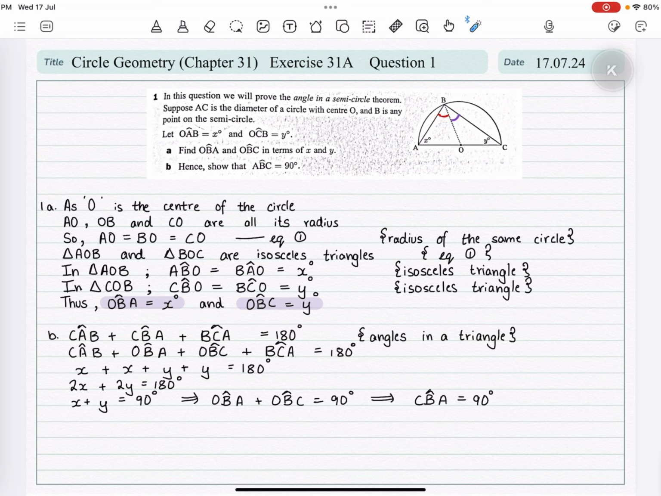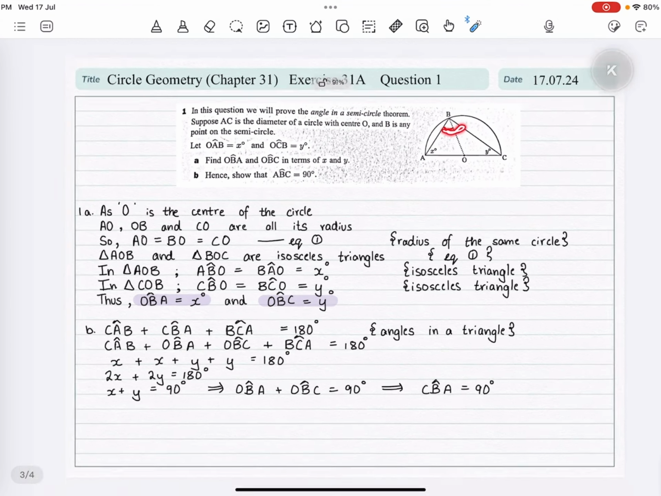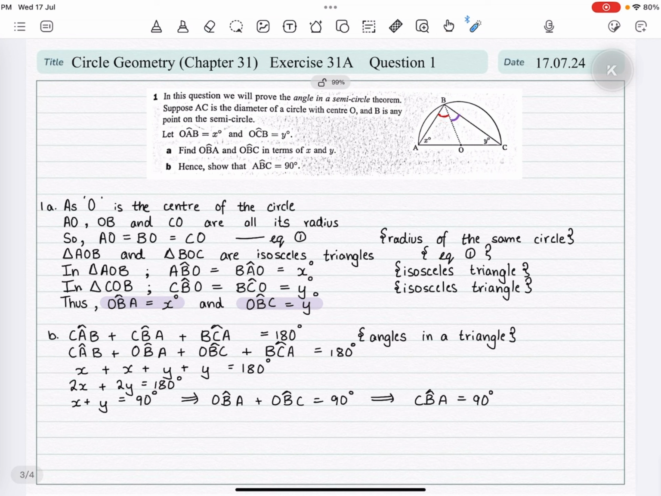Did I say 180? I'm sorry if I said 180 degrees. So angle ABC is equal to 90 degrees, and we just proved the question. So we're just going to say hence proven that angle ABC is equal to 90 degrees. And that's it. Thank you.